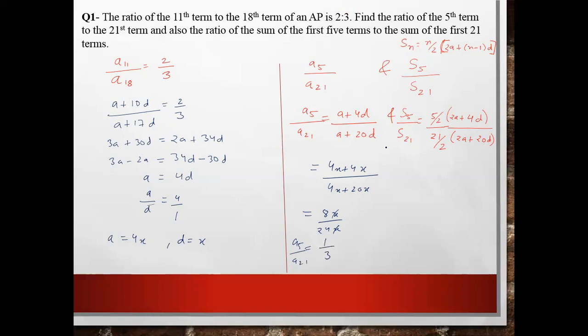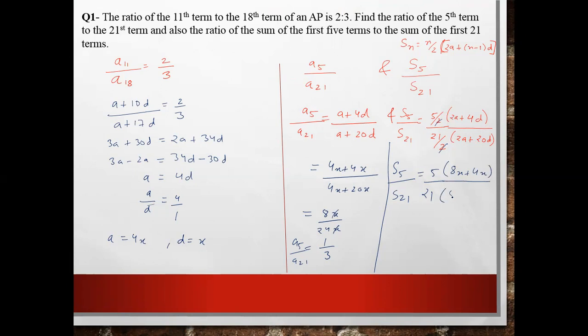Right. Now let's check our values over here. Simply put the values of A and D over here also. You'll get S5 upon S21. See, this 2 will cancel out. All right. You'll get 5 upon 21. Here we'll be getting 4 into 2, that means 8x plus 4x.